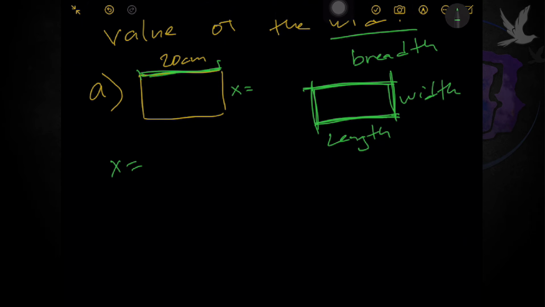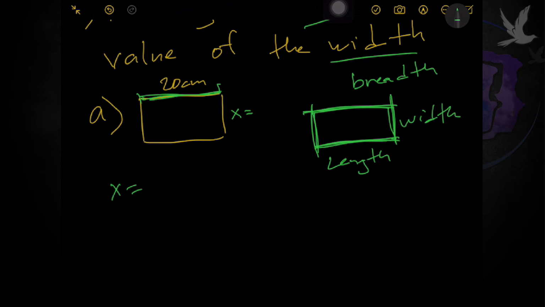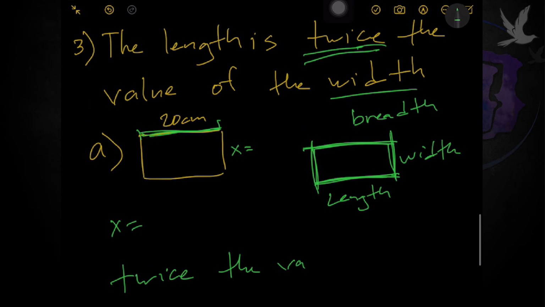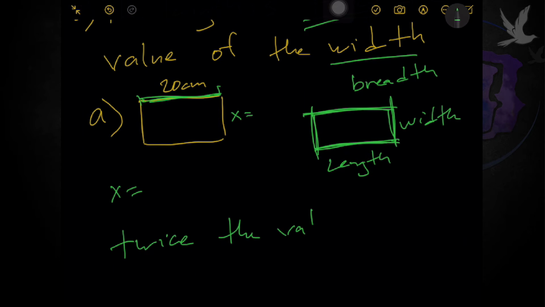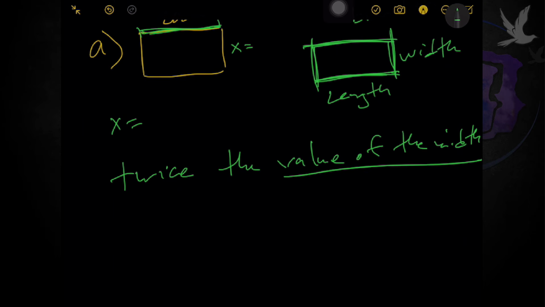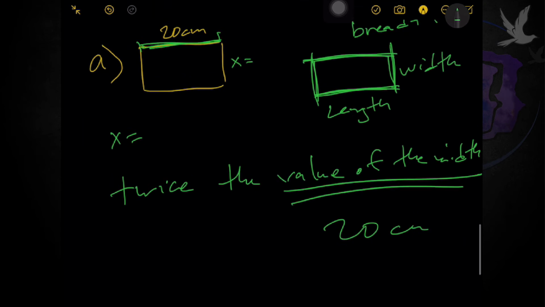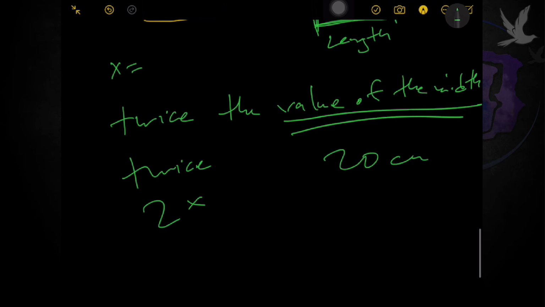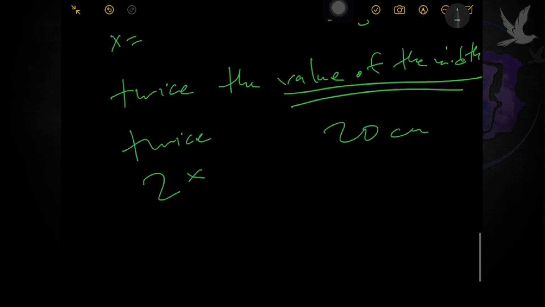Because it says twice, right? It is twice the value of the width. What is the value of our width? It's 20 centimeters. It says twice the value, so that means 2 times. So, what will you multiply with 2 that will give you 20?